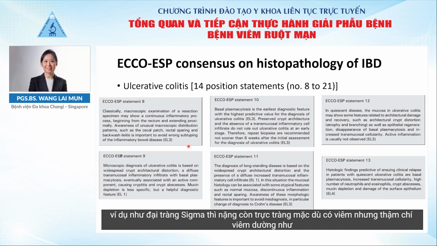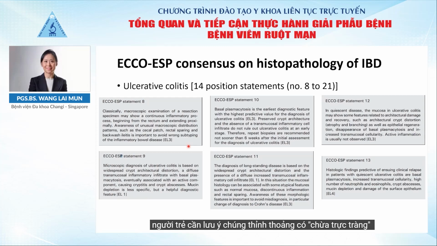Even though there's some inflammation, it doesn't seem too bad. So it gives you some sense of a patchiness, and you think, oh, maybe this is Crohn's disease. But in children and young adults, be aware that sometimes they do get rectal sparing. So be careful not to make a diagnosis of Crohn's too quickly when you see rectal sparing.